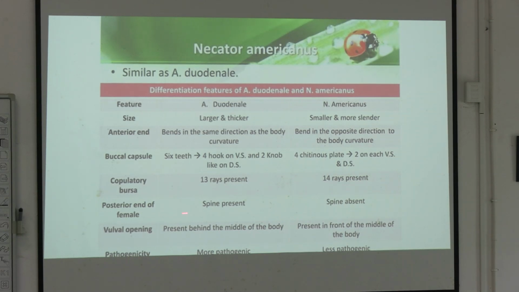Copulatory bursa: there are 13 rays in Ankylostoma and 14 rays in Necator. Posterior end: the spine is absent in Necator but present in Ankylostoma. Vulval opening is behind the middle of the body in Ankylostoma and in front of the middle in Necator. And pathogenicity: Ankylostoma is more pathogenic and Necator is less pathogenic.